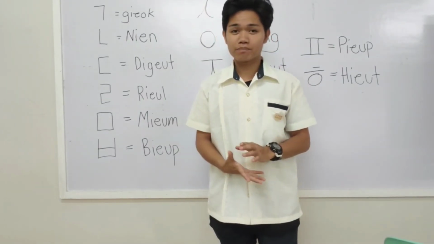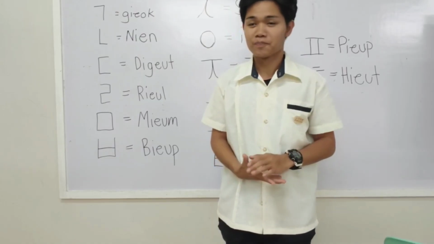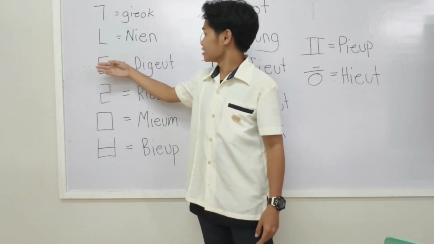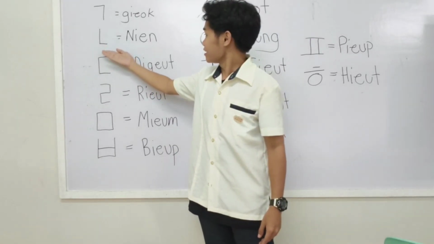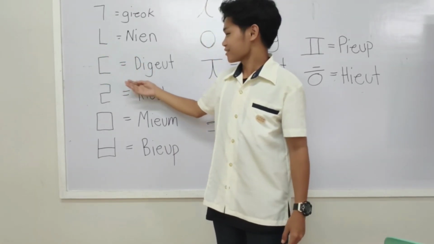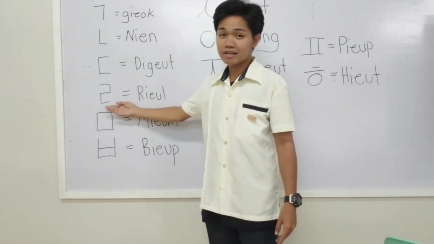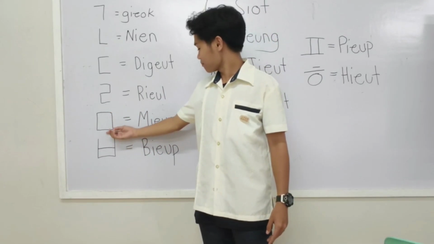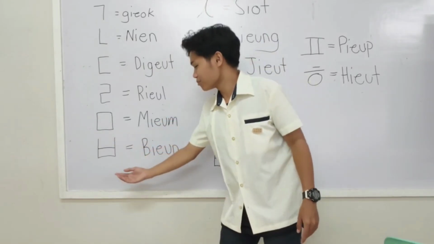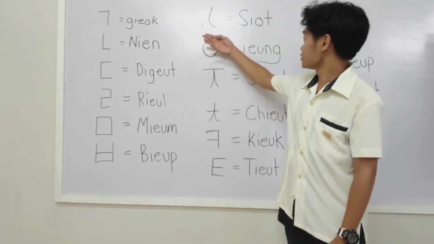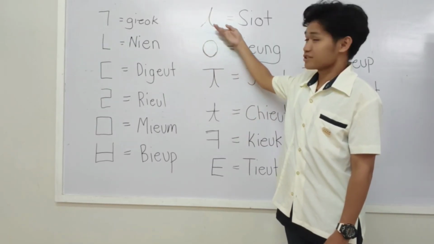So these are the 14 basic consonants in Hangul. This is the symbol for G, Jeog. This is the symbol for N, Nin. And this is the symbol for D, Jeog. This is the symbol for R, which is Ryol. And this is the symbol for M, Myung. This is the symbol for B, Byok. This is also the symbol for S, Syok.